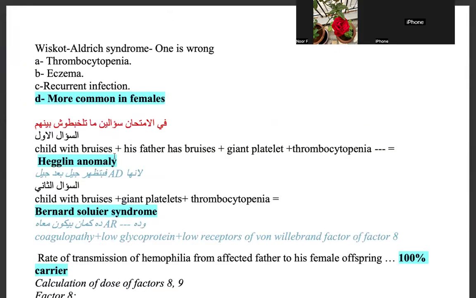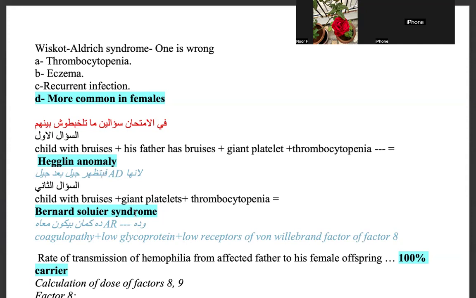Child with bruises. His father also has bruises, giant platelets, and thrombocytopenia. May-Hegglin anomaly, and it is AD, he's writing. Next, one more question. Child with bruises, giant platelets plus thrombocytopenia. Bernard-Soulier syndrome. Coagulopathy plus low glycoprotein plus low receptors of von Willebrand factor. So we should know the difference between these two syndromes, May-Hegglin anomaly and Bernard-Soulier syndrome.